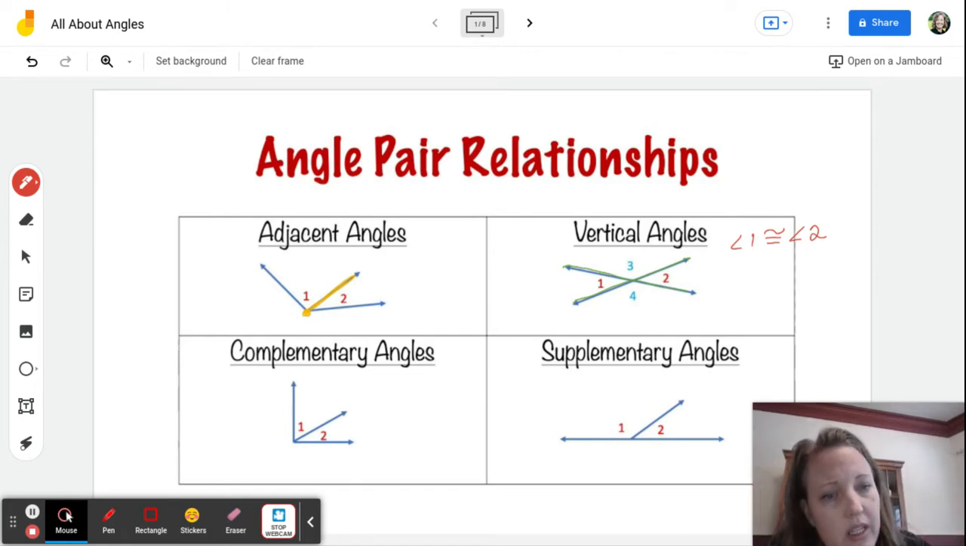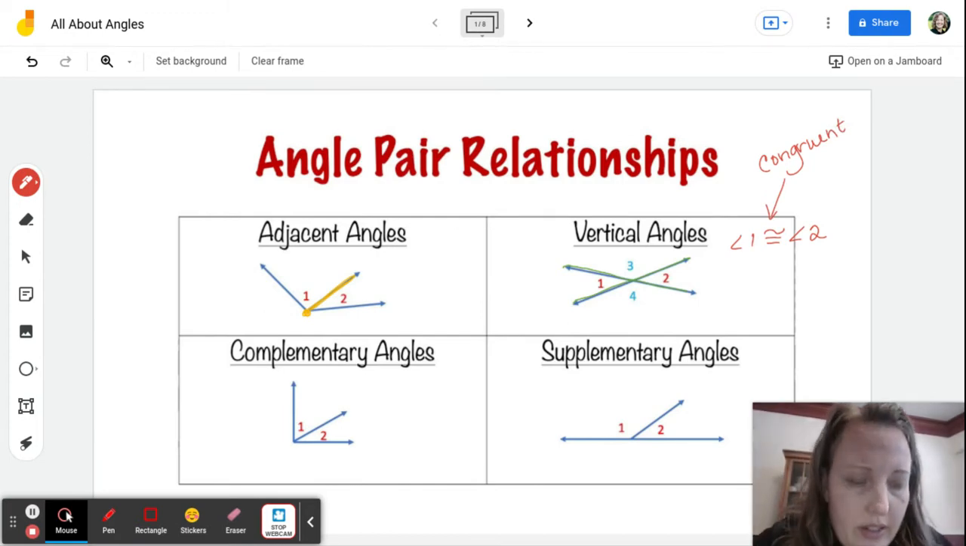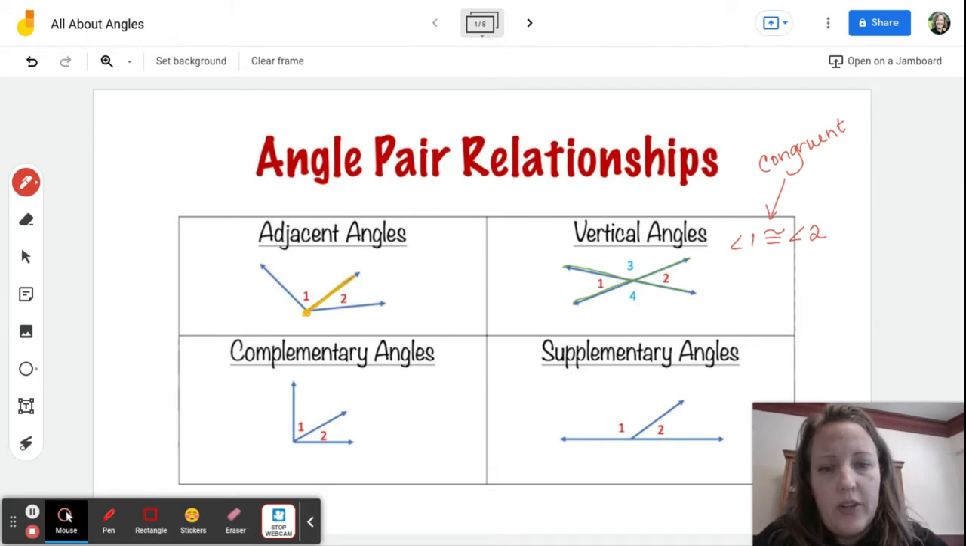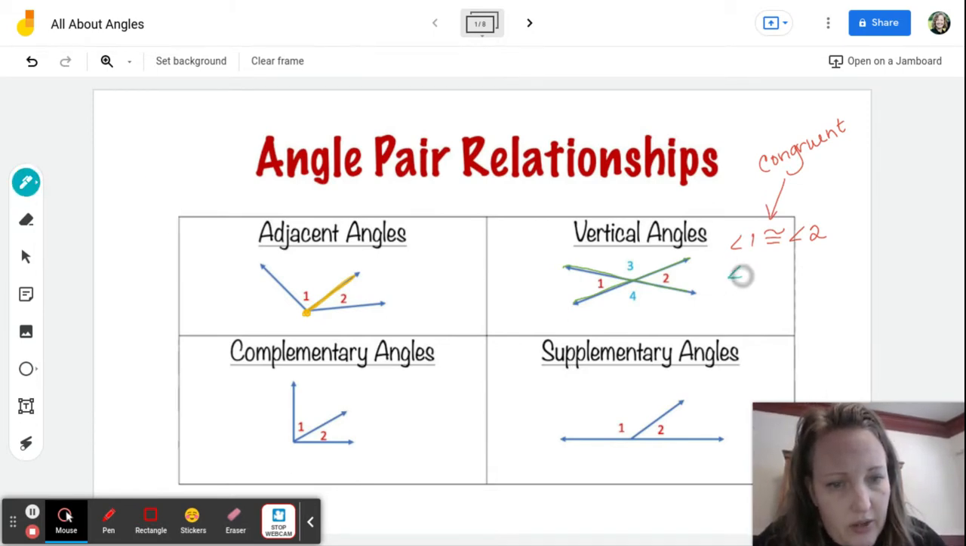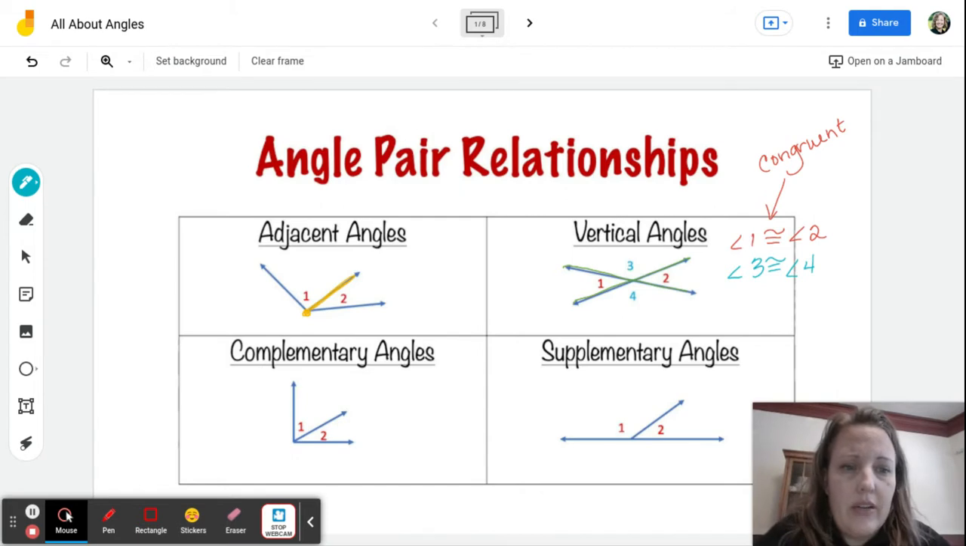So remember, this symbol right here means they are congruent, and congruent simply means they are the same size, same shape. Okay, they are equal in a way. So in this example, angle 3 is congruent to angle 4 because they are vertical angles.